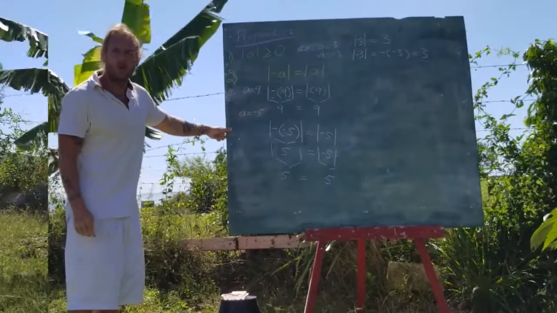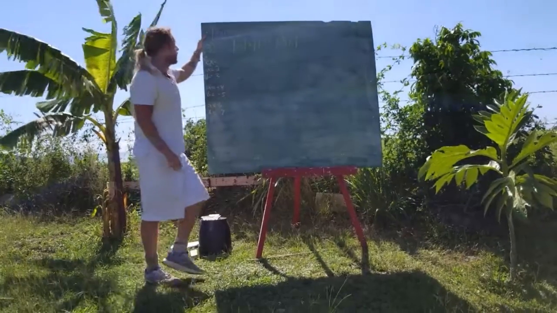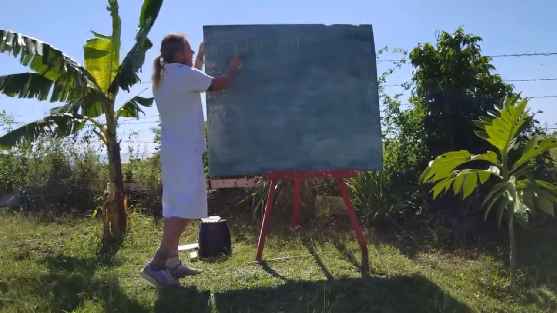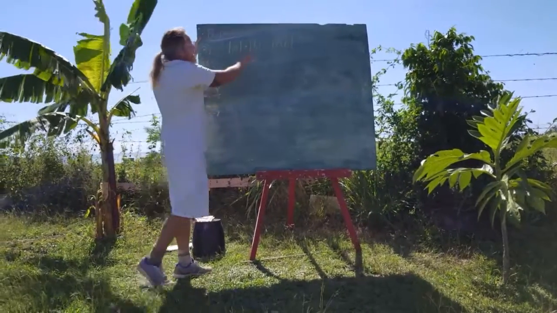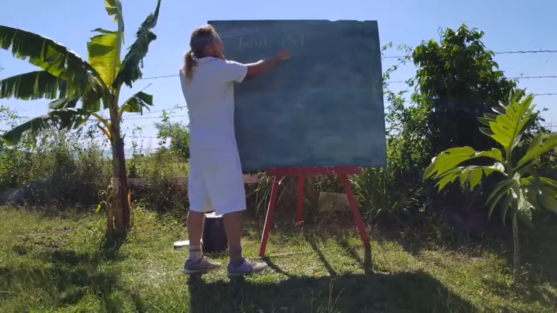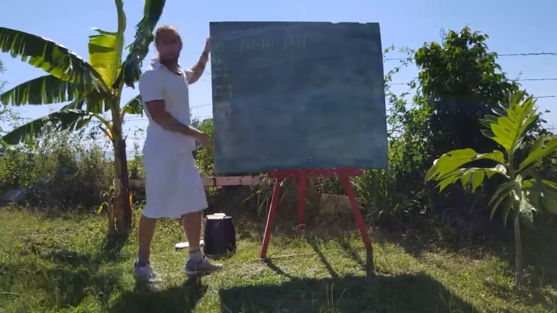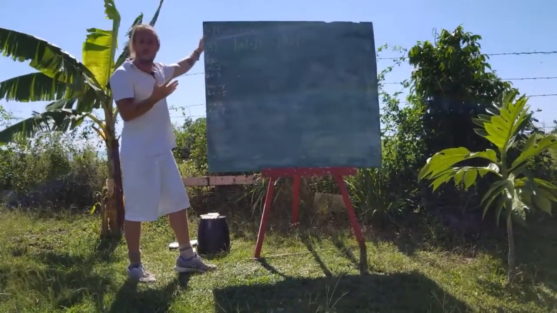Let's look at a few more properties. The third property we're going to look at is the absolute value of A times the absolute value of B is equal to the absolute value of A times B. Again, A and B are real numbers.